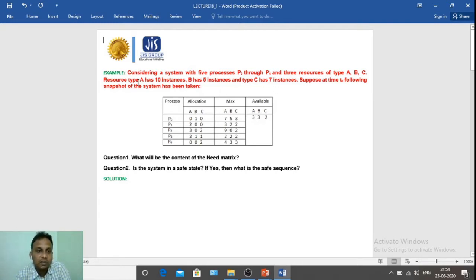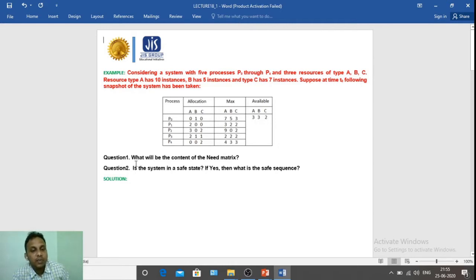Suppose at time t0 the following snapshot has been taken. So this is the allocation. This means that P0 is currently holding 0A, 1B, 0C. P1 currently holds 2A, 0B, 0C. P2 currently holds 3A, 0B, and 2C. P3 holds 2A, 1B, 1C, and P4 holds 0A, 0B, and 2C. And these are the maximum. Max means the maximum number of resources that can be held by the processes, and this is the available matrix. That means the resources that are available in the system.